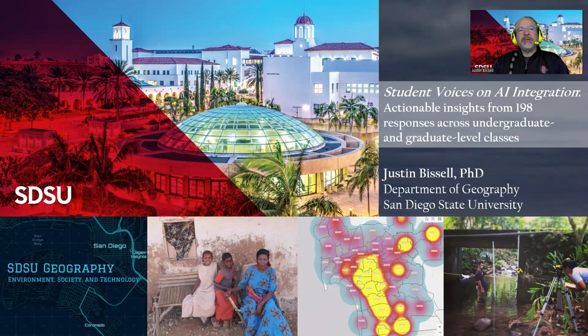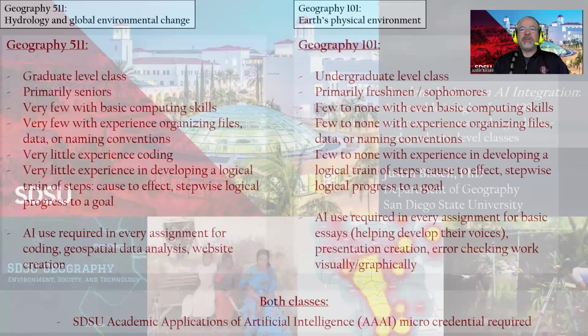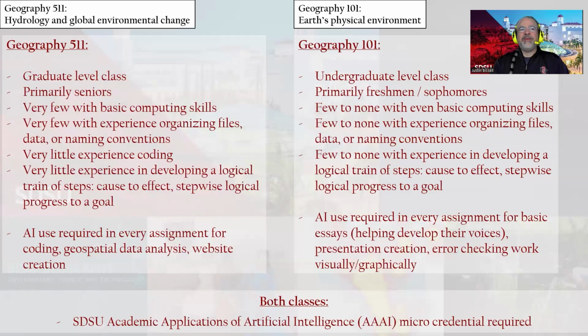I'm going to focus on two sets of classes that I taught in the fall 2025 semester. Geography 511, Graduate Level Hydrology and Global Environmental Change, and Geography 101, Introductory Level Physical Geography, often taken as a general education credit primarily by freshmen and sophomores. I require AI use on every assignment I give, as well as on projects and final exams. I also require all students to get the SDSU AI micro-credential.